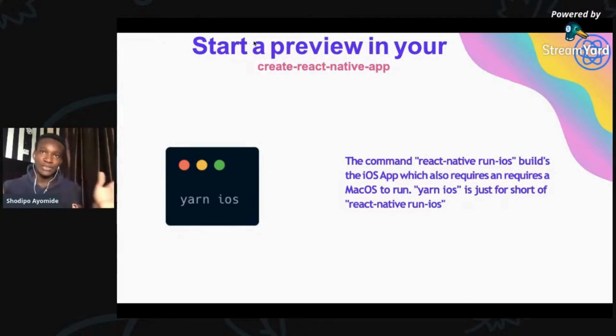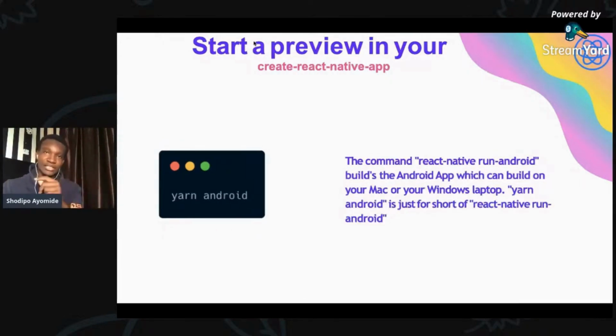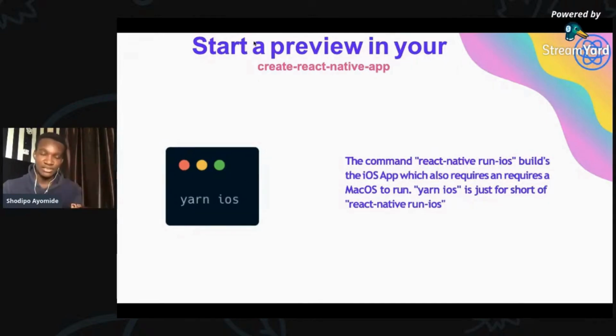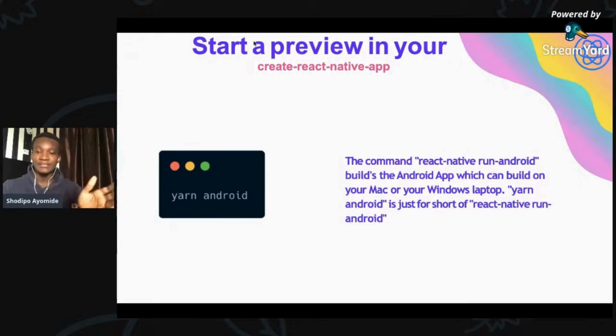For you to run iOS applications, you need a MacBook because of some processing that was not available on Windows. Then the yarn android version, same process I explained for yarn ios, and that runs your React Native Android app. This process works on your Mac, your Windows laptop, on Linux, everywhere, because it's Android.